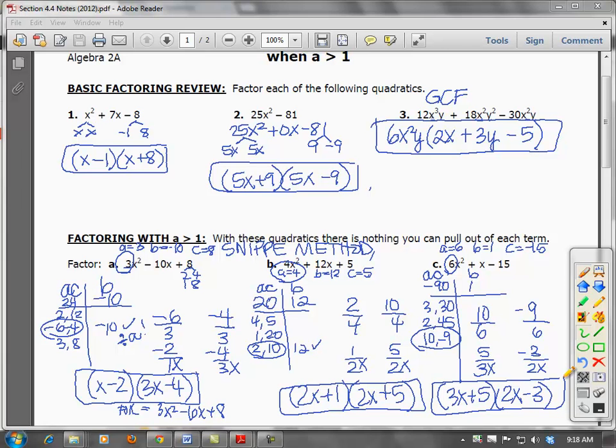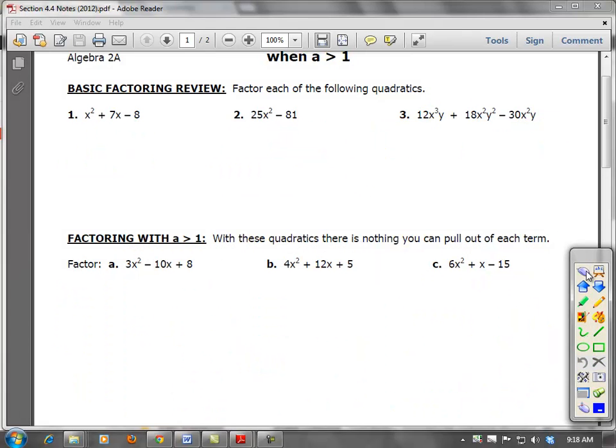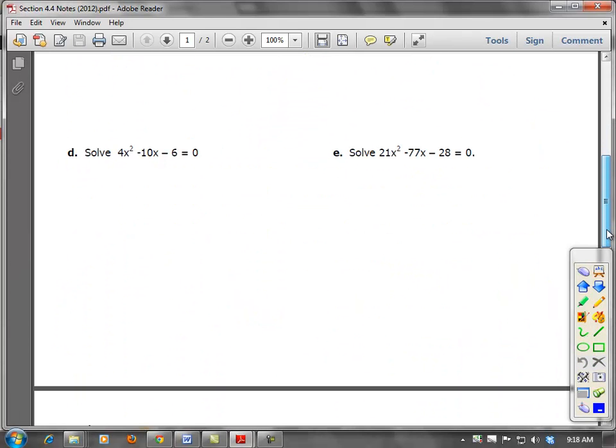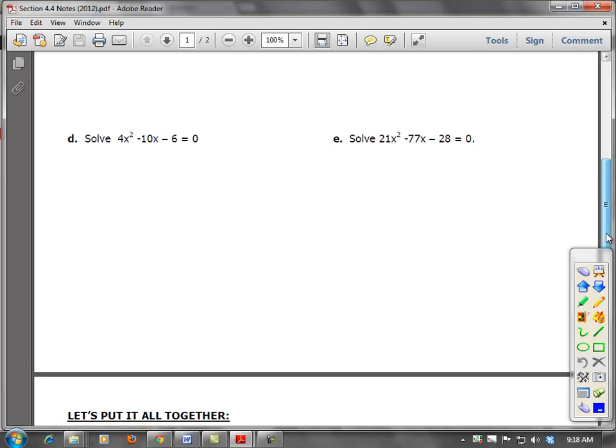What I'm going to do now is kind of talk about a couple of different options, and then I'll give you guys some to try as well. Okay, so let's scroll down. All right, taking a look at D. What you can do if you want automatically is to start the snip method because there's a number in front.